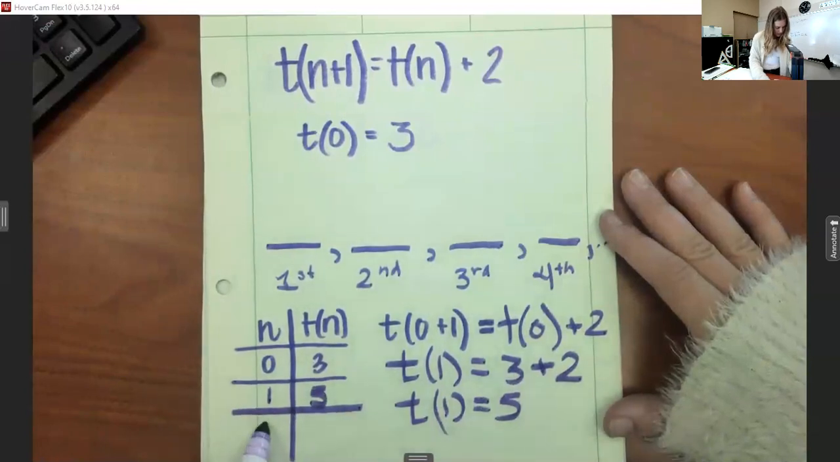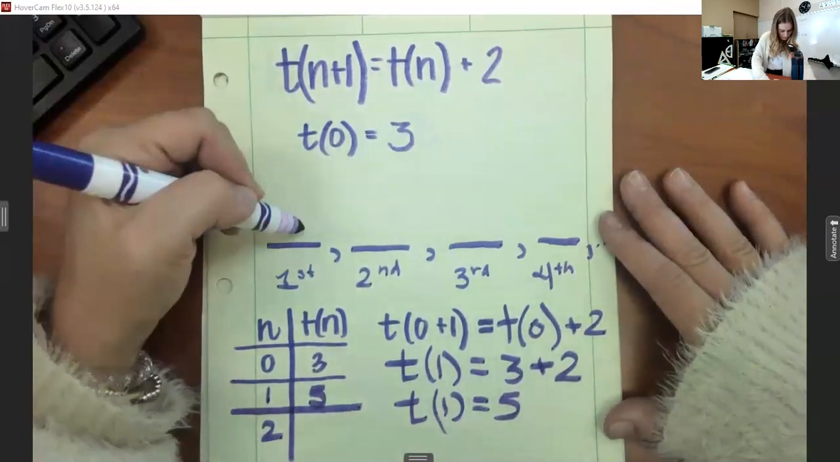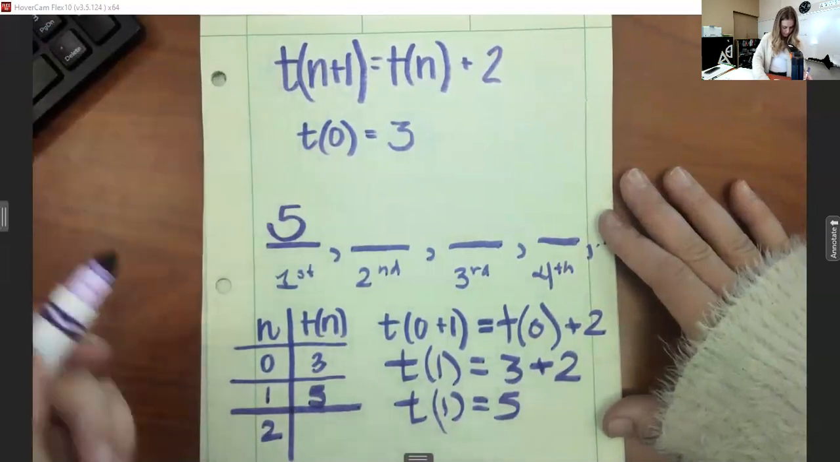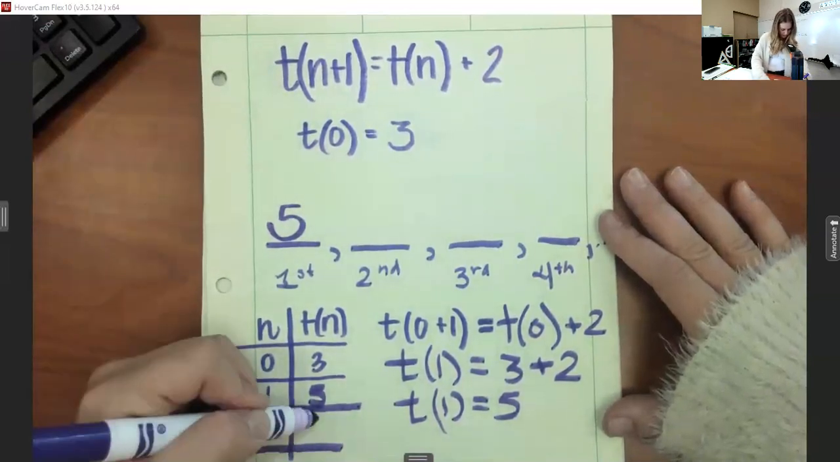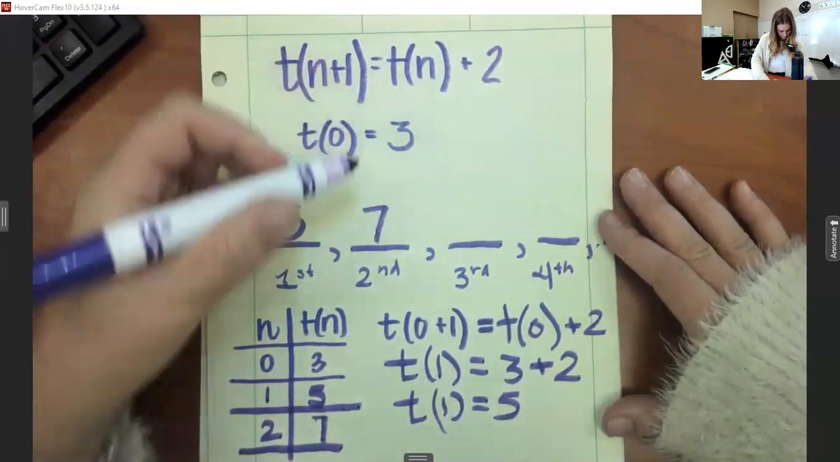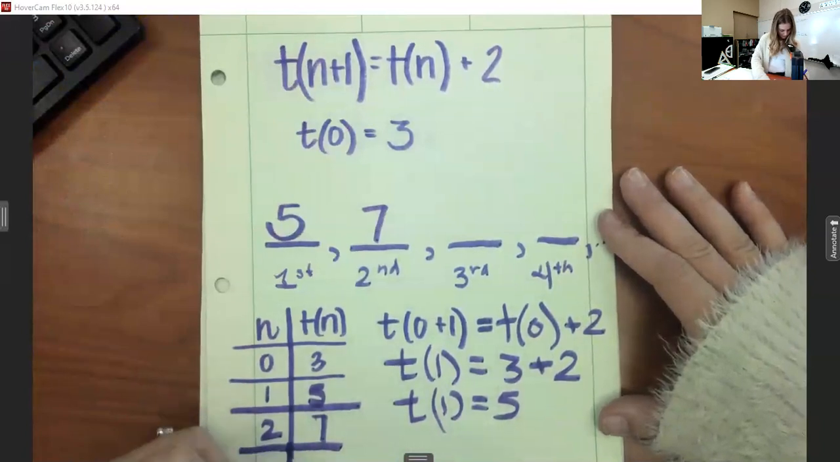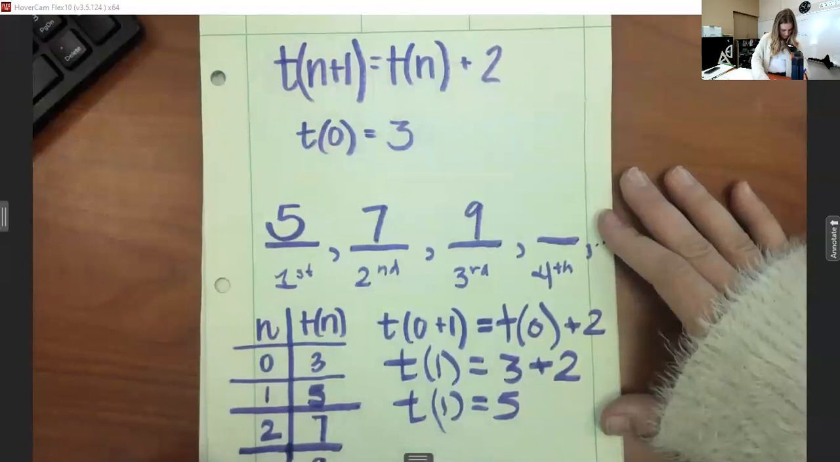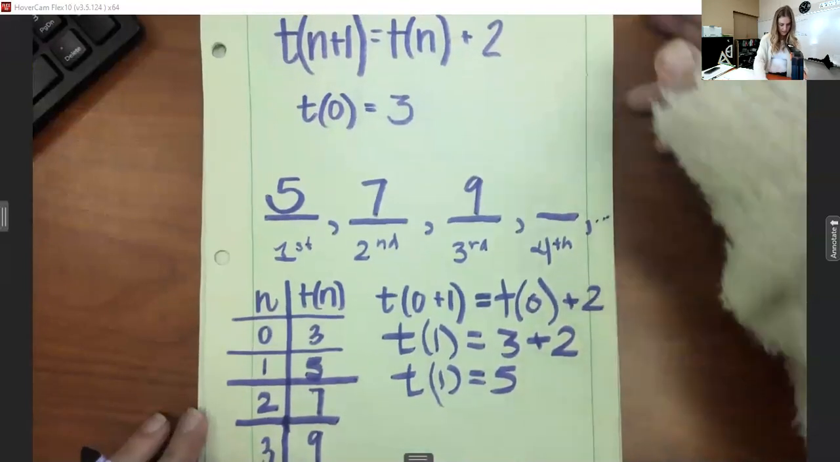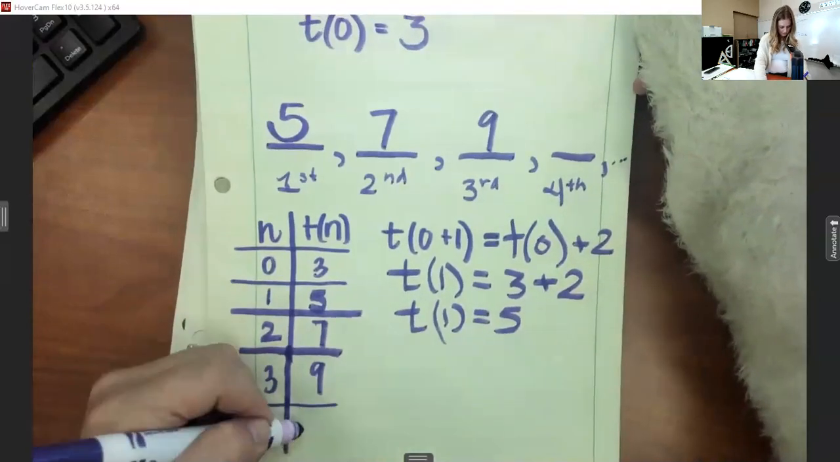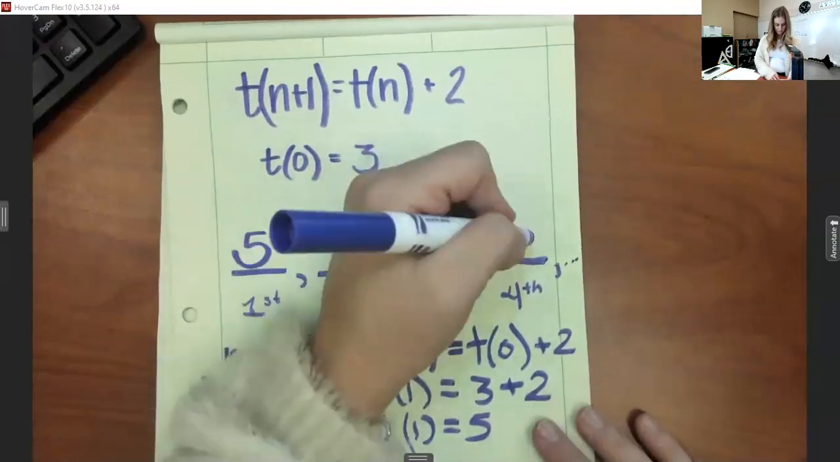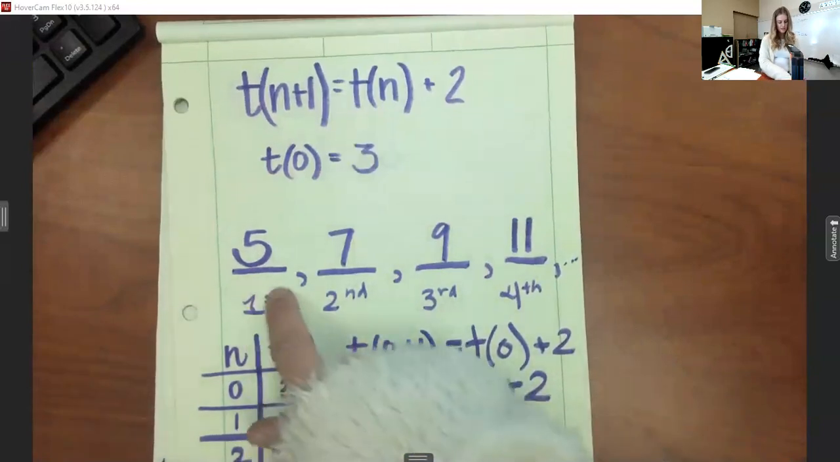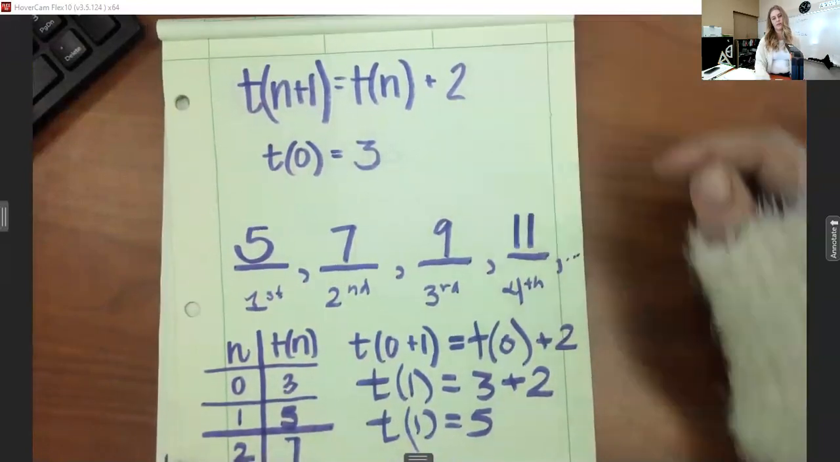And I can follow that pattern down. Okay, so let's fill that in. So the first term is 5. The second term would be 7. Third term would be 9, and the fourth term, if I can fit it, I don't think I'll see it on the screen, would be 11. And that's how you write a sequence given a recursive equation.